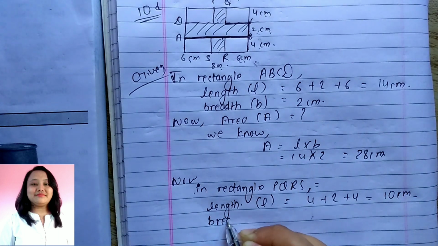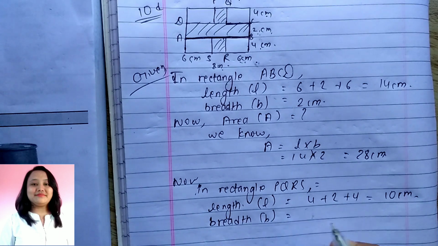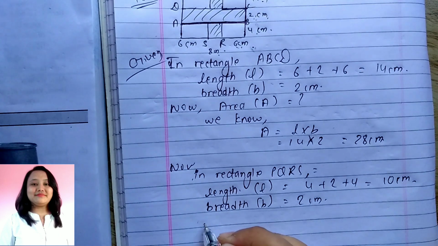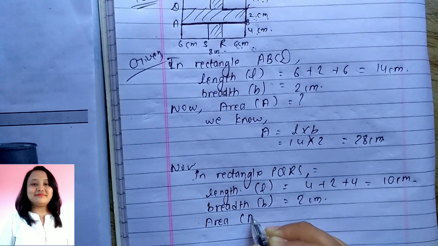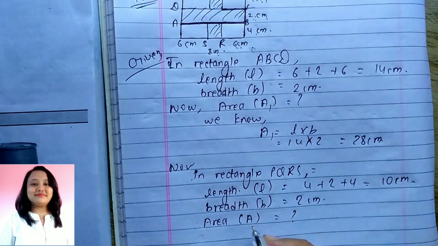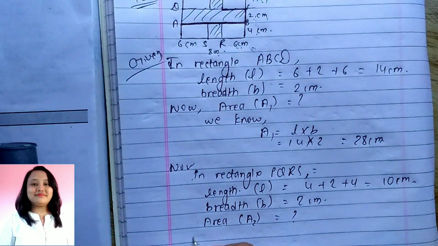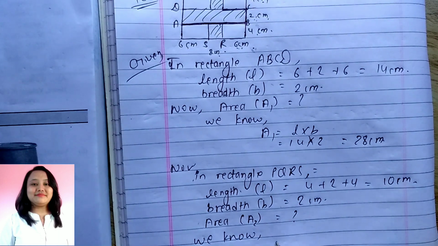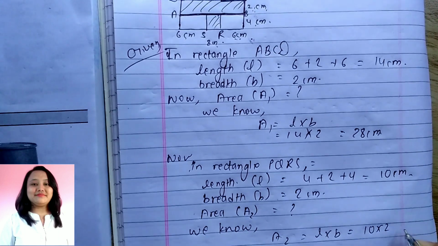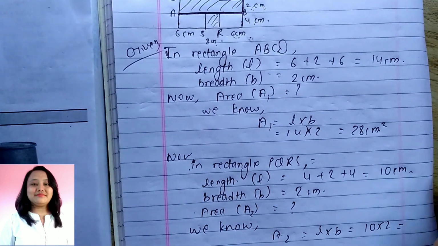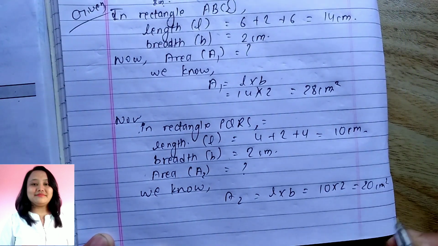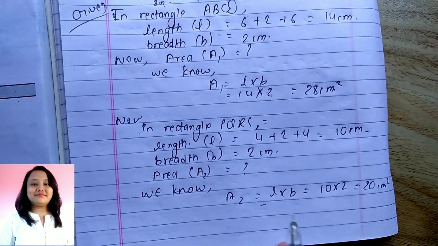And breadth B equals what is given? 2 centimeter is given, so it will be 2 cm only. And area A equals what? This one we consider as A1 and this as A2. We know A2 equals L into B, equals 10 into 2, equals 20 cm square. So we got the values of both A1 and A2 here.